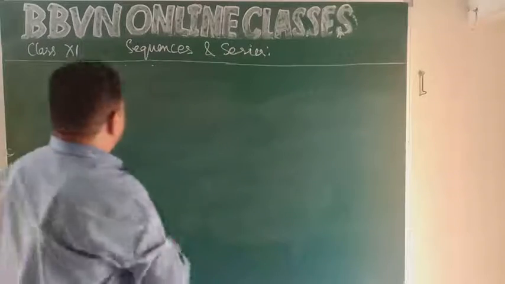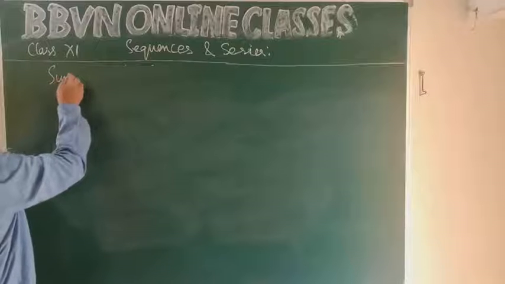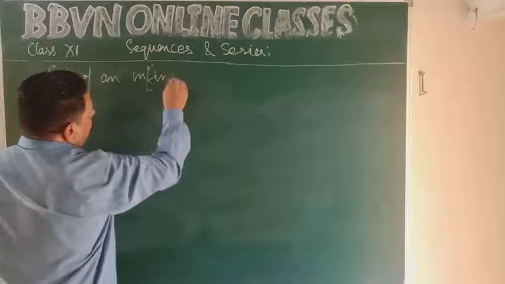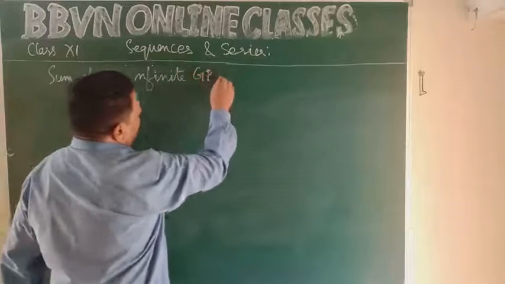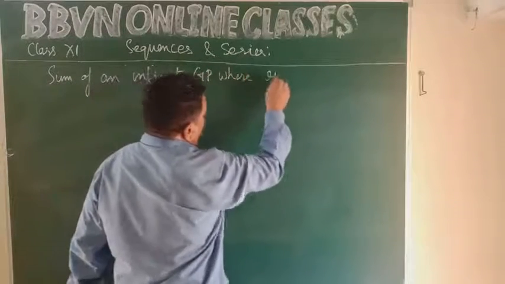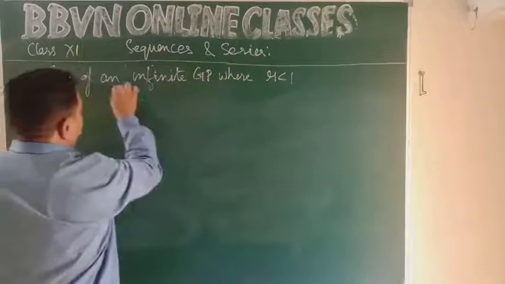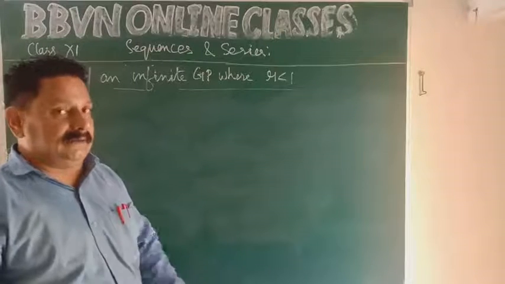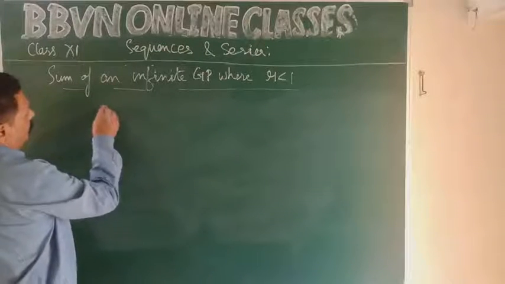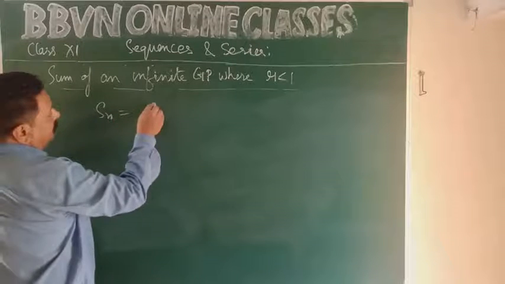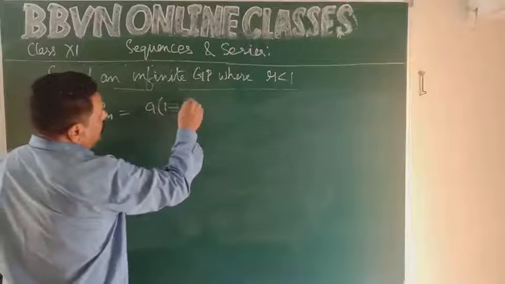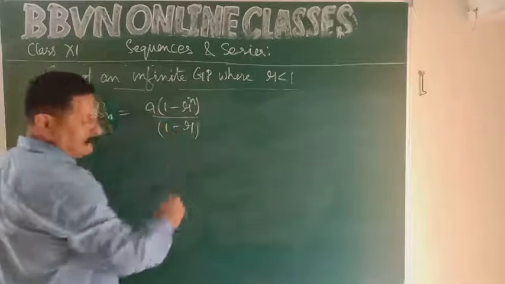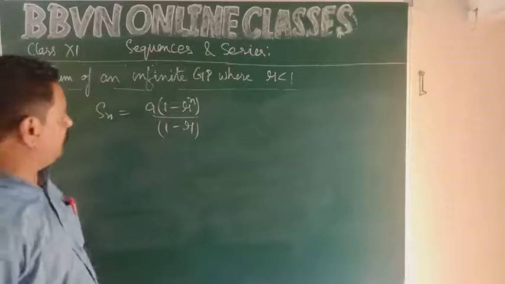Next is the sum of an infinite GP where r is less than 1. You have a GP with infinite terms and r is less than 1. So we have the sum of n terms as a into 1 minus r power n upon 1 minus r, whatever it is. Okay, this is the identity that we have.